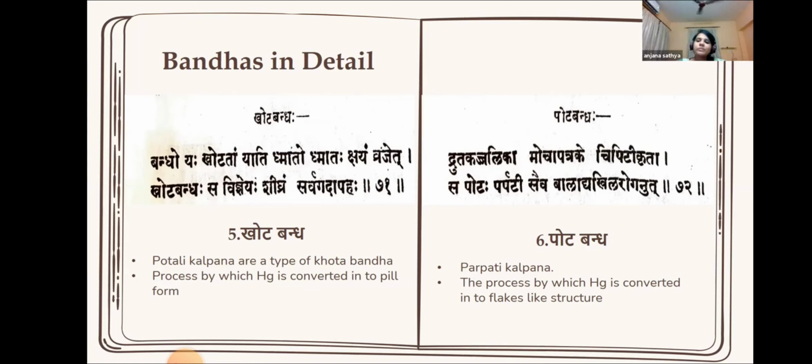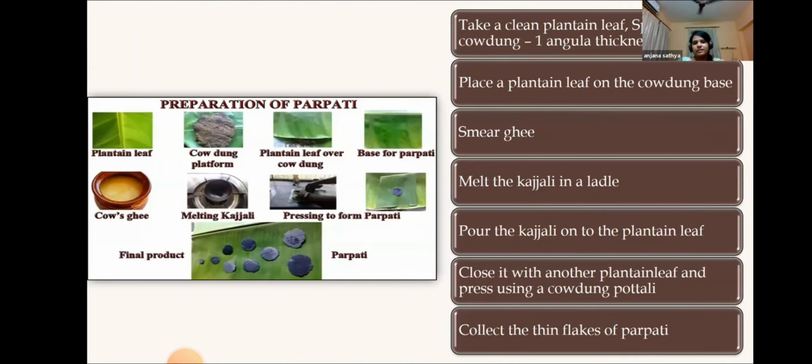Druda kajaligaha moja patrage chipadi krutaha. The required materials are the molten kajali and plantain leaf, which is converted into a flake-like structure. Since Porta Bandha is very important, I have detailed the process a bit more. The preparation of Parpadi is a really important aspect of Rasa Shastra because it is very useful in therapy, especially in Grahini and several gastric diseases.